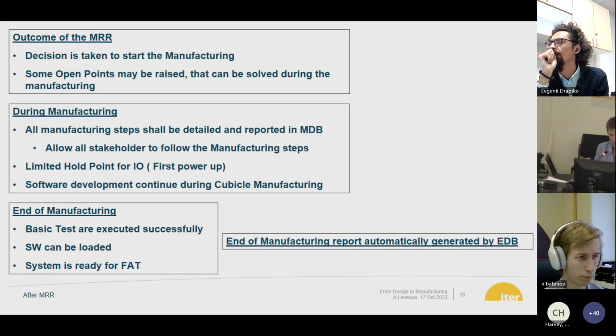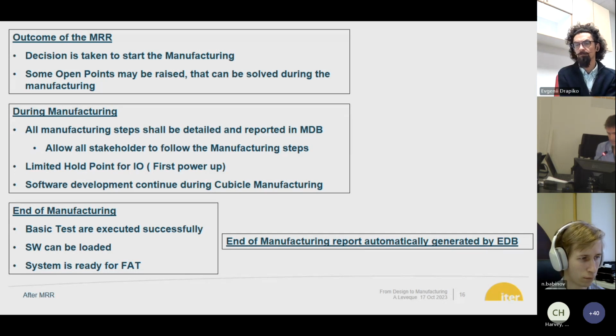And at the end of manufacturing, we expect that the basic tests are executed successfully, that the software can be loaded, and the system is ready to start the FAT test campaign. So not that it's ready for FAT to call a FAT, but to start the test. And an end of manufacturing report will be automatically generated by the MDB.